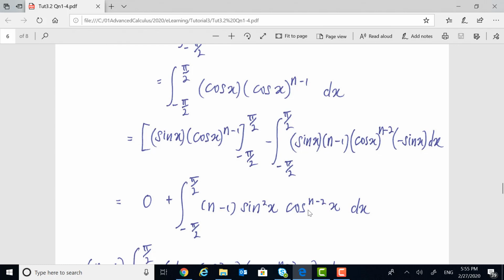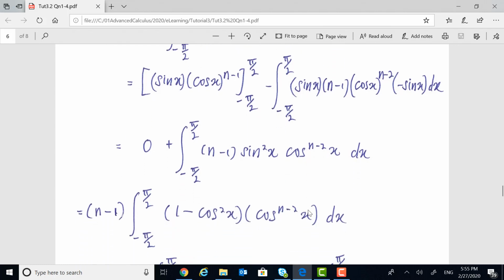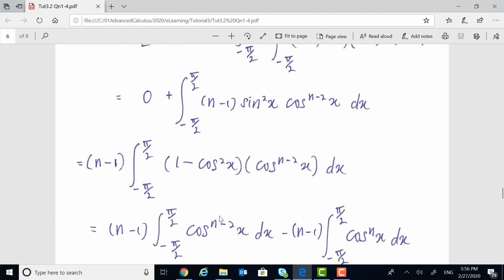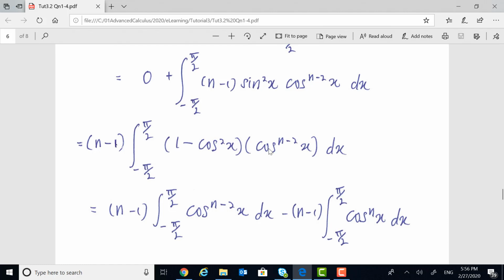And now the trick lies here. I rewrite the sine square as 1 minus cosine square. After rewriting, I expand it. I take this times this to give me this, and I take this times this to give me this. You can see 1 times this is itself, cos n minus 2, and cos square times cos n minus 2 will give you power n. It just adds up the powers.